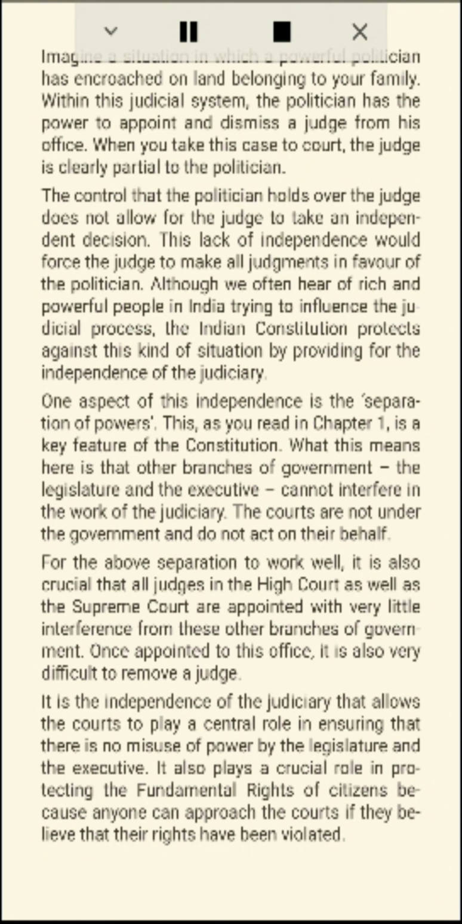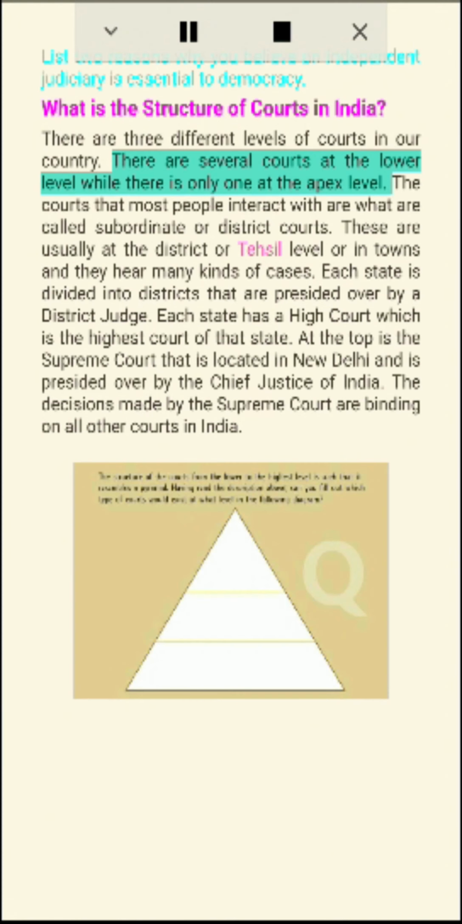What is the structure of courts in India? There are 3 different levels of courts in our country. There are several courts at the lower level while there is only one at the apex level. The courts that most people interact with are what are called subordinate or district courts. These are usually at the district or tehsil level or in towns, and they hear many kinds of cases.